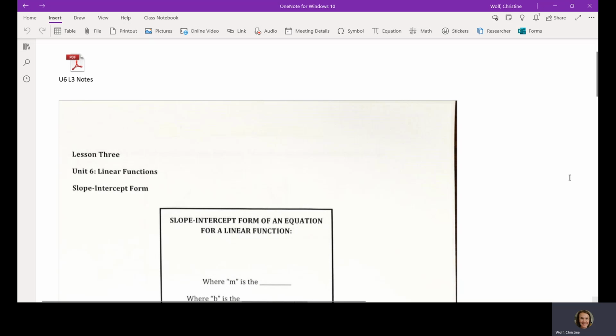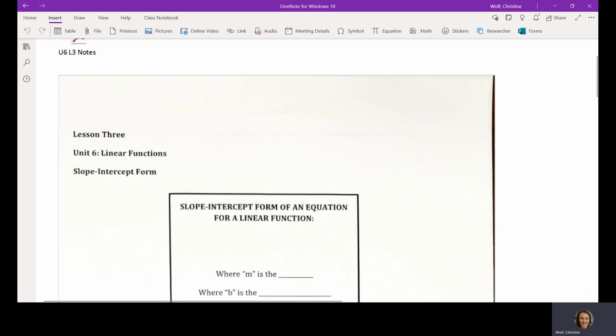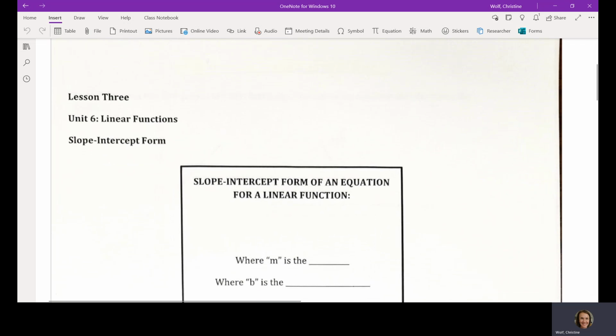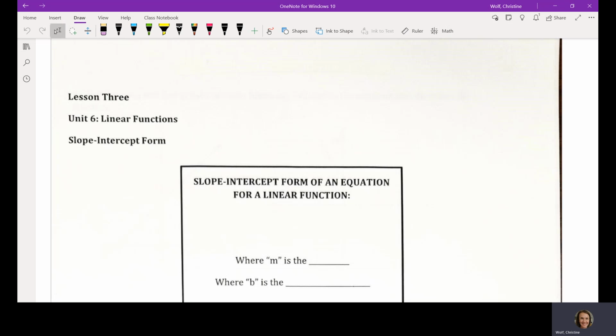For this lesson today, we are going to be learning all about slope-intercept form of an equation. For the rest of this unit, every lesson is essentially going to be focusing on a different form of an equation. And depending on what form of an equation you're given, you can graph it differently. So slope-intercept form is the first form of the equation we're going to learn.